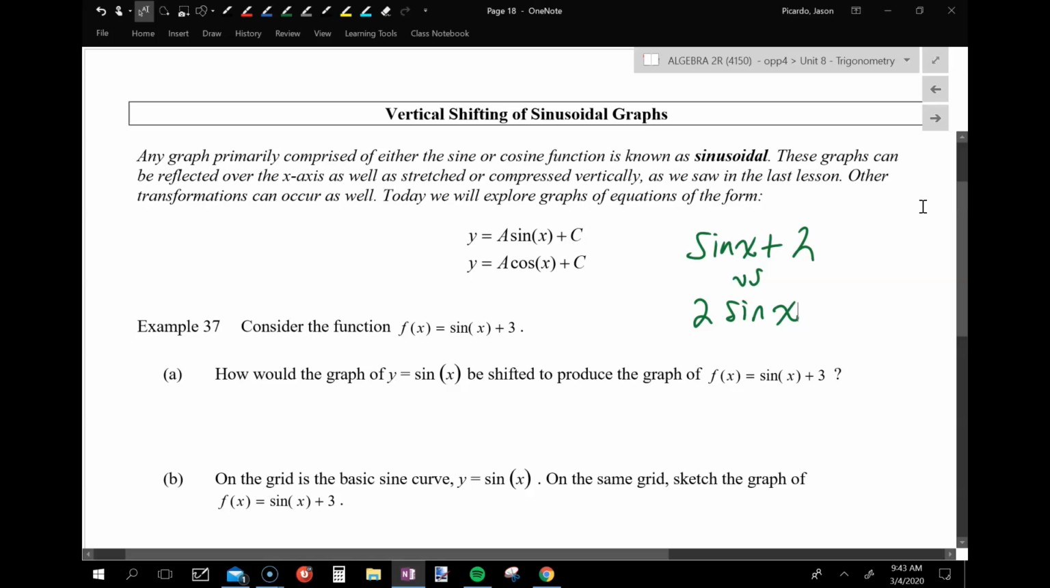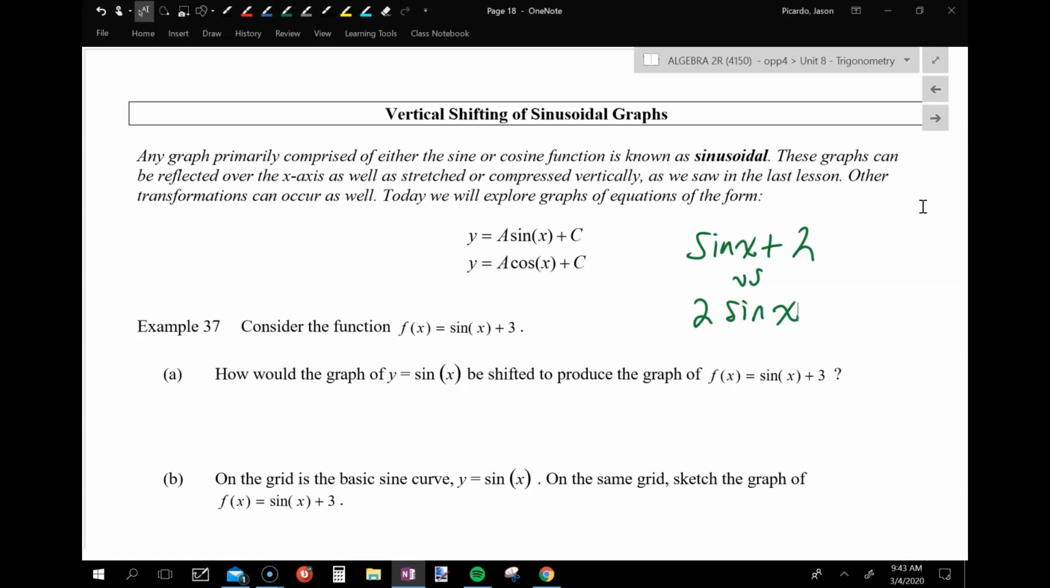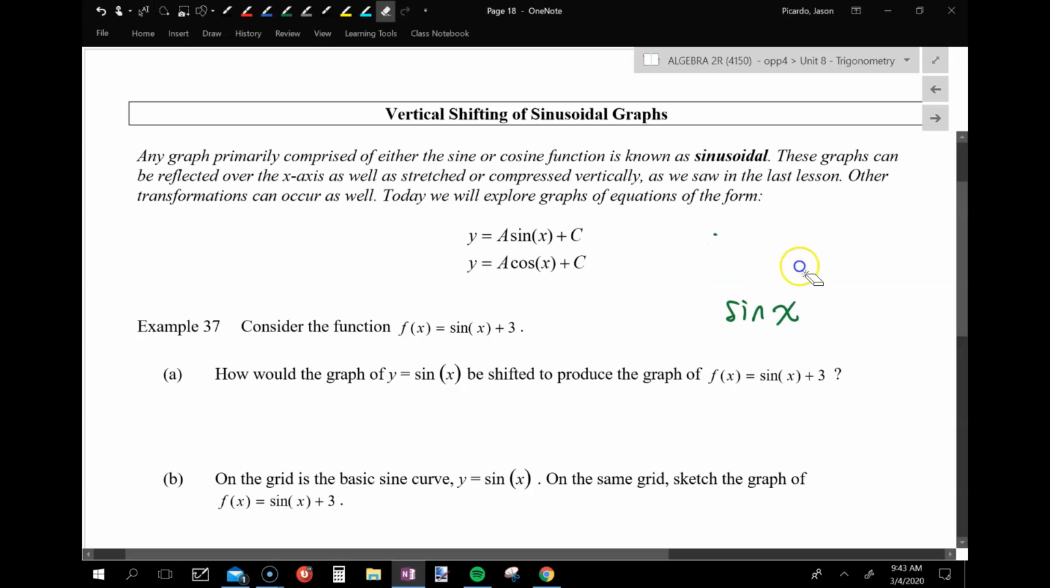So if my graph is right here and I say that I want to add 2 to this graph, what's going to happen? I'm going to go up 2 units. If my graph is right here and I say I want to subtract 2, it's going to go down 2 units. Is it going to stretch out anymore? No. Is it going to reflect at all? No, it's just going to shift up or shift down. That's it. So we're looking at vertical shifts. That's all we're going to do.